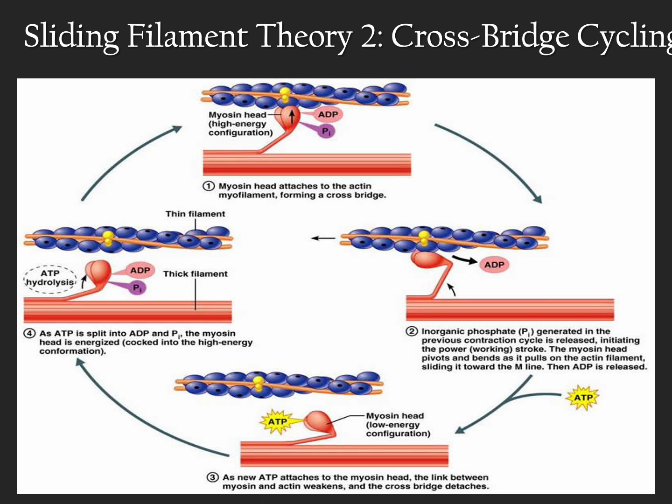Step 3, a new ATP is connected to that myosin head and allows the detachment of the myosin head from the binding site. The ATP is split by the ATPase into ADP and Pi. Therefore, the myosin head is energized and then can recock back into its original position, going back to step 1 to be able to reattach, power stroke, detach, and recock back to its original position.